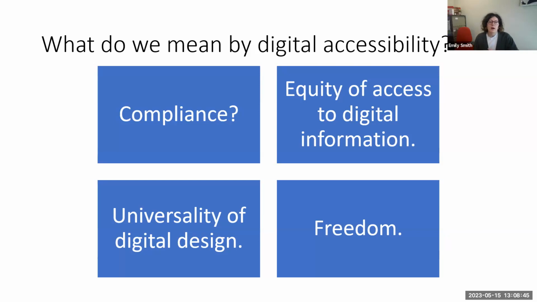Another way of thinking about digital accessibility is universality of digital design. So that would be the likes of our universal design for learning principles. So that's multiple means of representation, multiple means of expression, and multiple means of engagement. And really what all of this boils down to when we're talking about digital accessibility is freedom. So can someone access the content independently without any additional intervention?